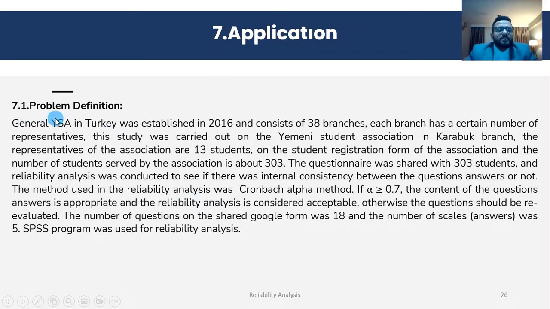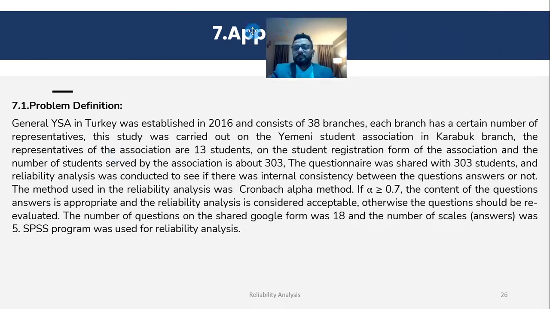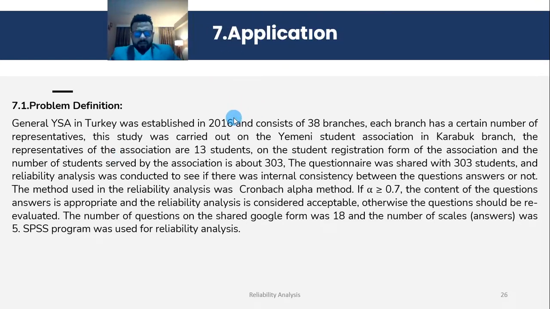Here is the application problem definition. In general, ESA, or Yemeni Student Association in Karabuk, was established in 2016 and consists of 38 branches, and each branch has a certain number of representatives. This study was carried out on the Yemen Student Association in Karabuk branch.